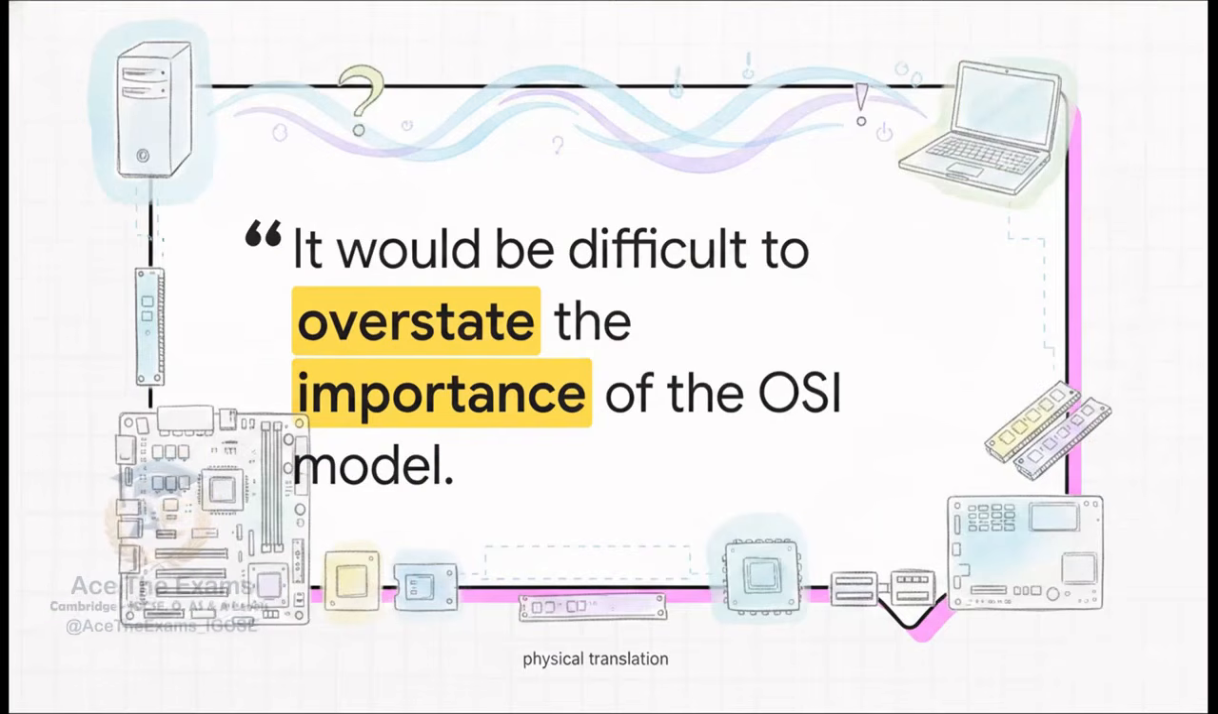Honestly, it would be really difficult to overstate just how important this model is for making sure all these devices communicate. But here's the catch. While the OSI model gives us the conceptual rules, you also have to understand the actual physical hardware framework that makes this communication possible in the real world. Because if you don't understand the physical translation of data, that conceptual model isn't going to save you on paper.